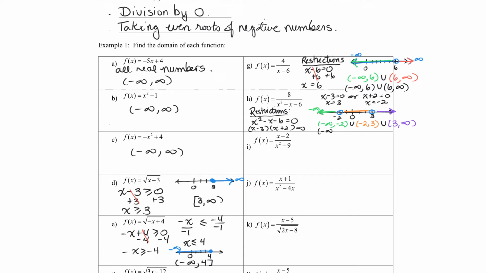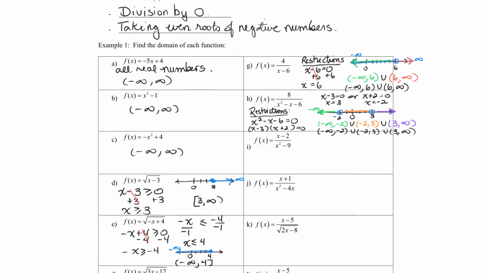The domain is from negative infinity to negative 2, union, negative 2 to 3, union, 3 to positive infinity, which is quite a long, drawn-out way of saying x is not allowed to be negative 2 and x is not allowed to be 3. But it's this interval, the union of these three disjoint intervals on that number line, that is going to be the domain for that particular function.